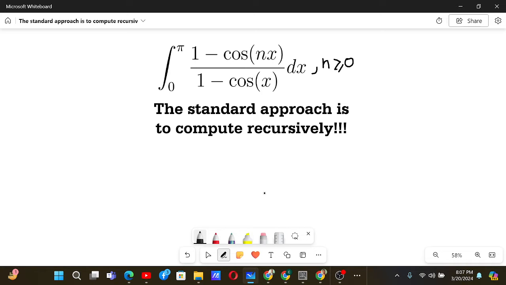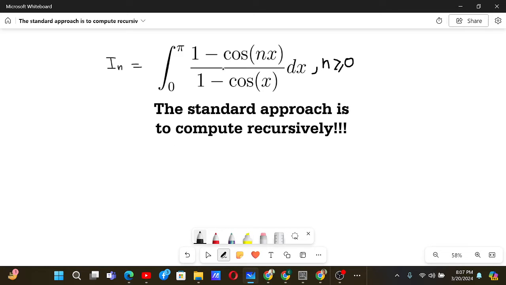The standard approach for this integral is to compute recursively. So what we're going to do is call this integral I of n, and we will get some recursive relations of I of n with I of, let's say, n minus 1, and then using that recursive relation we will get down to some base integrals like I of 0, I of 1, and then compute those integrals and find I of n. So let's see how we do that.